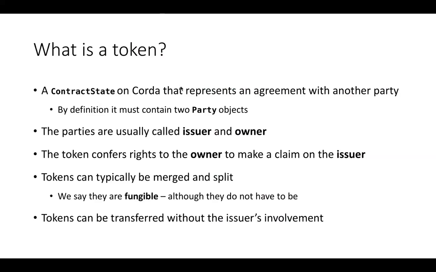And really crucially here, the last point, we want tokens to be something that can be transferred without the issuer's involvement. So this is where you have a chain of provenance in Corda. You can have an issuer that issues a token. This token passes around a bunch of owners, and then this token can be redeemed with the issuer. But the issuer doesn't have to be involved in any of those subsequent transfers after the issuance of the token. They're only involved in issuances or redemptions. Any questions so far?